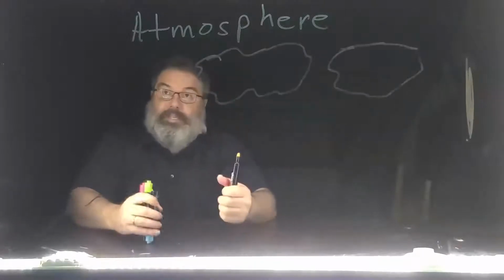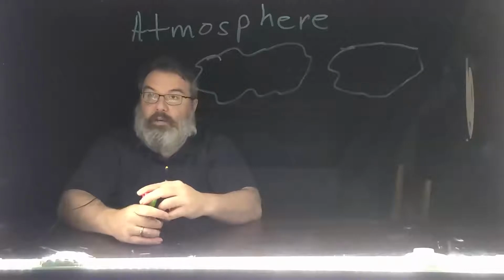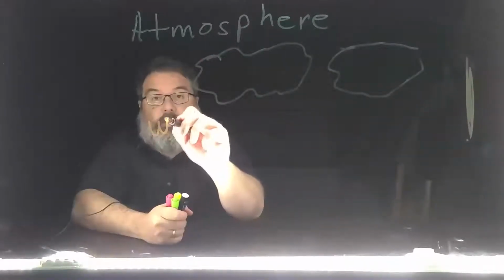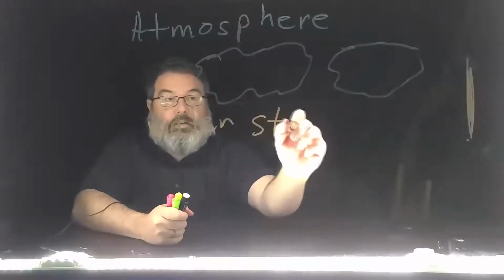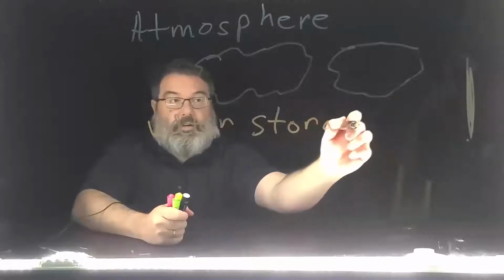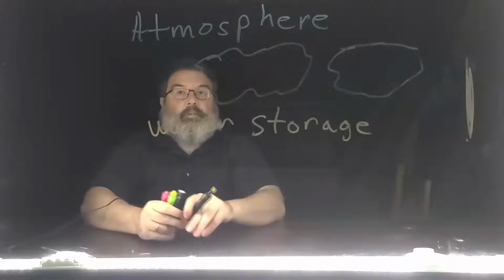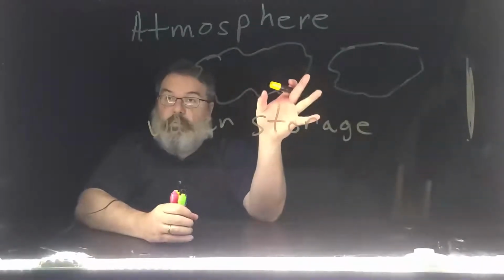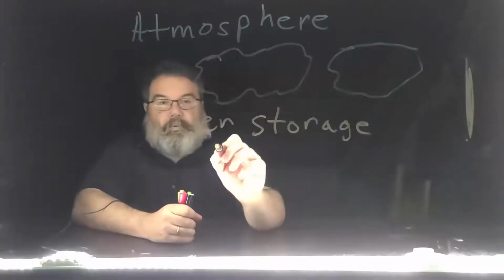up into our atmosphere. So this atmosphere is actually a huge superhighway for transport of water throughout our whole globe. And because it is a superhighway, it is also a large area of water storage. So up in the atmosphere, we're changing from water vapor, the gaseous phase, back into the liquid phase.